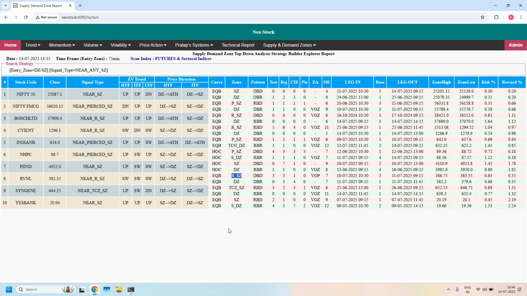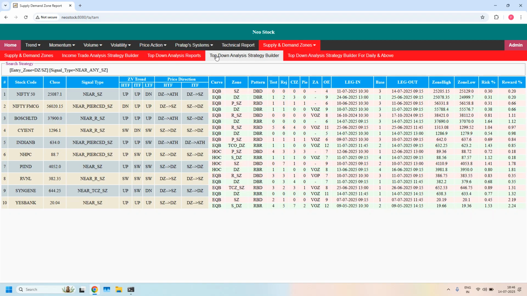So this is about daily and 75 minutes demand and supply zones for identifying high liquidity zones. Next, I will generate NIFTY and BANKNIFTY supply demand zone chain reports.